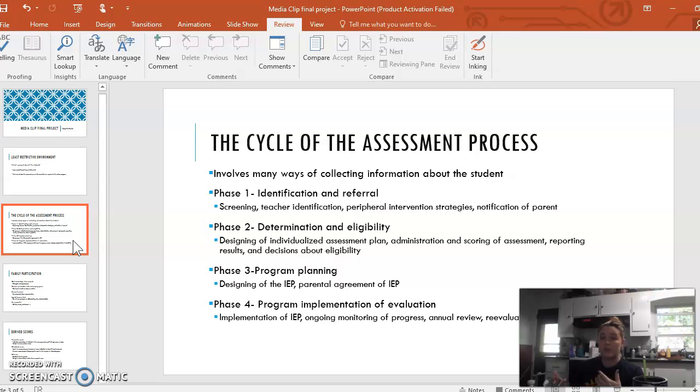They'll do an annual review of the IEP with the parents, and then they'll reevaluate every 3 years the eligibility of the IEP. So that reevaluation is going to show, did they make progress? Do they still need those services? And if not, canceling those services.